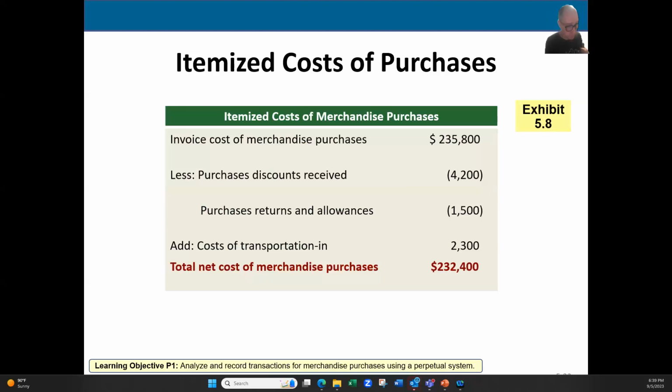We had to pay free on board shipping point transportation expenses, $2,300. So we add that part in. This equals the total cost of merchandise purchases, $232,400. So the formula here is purchase price minus discounts minus returns and allowances plus shipping equals net cost of merchandise purchases.